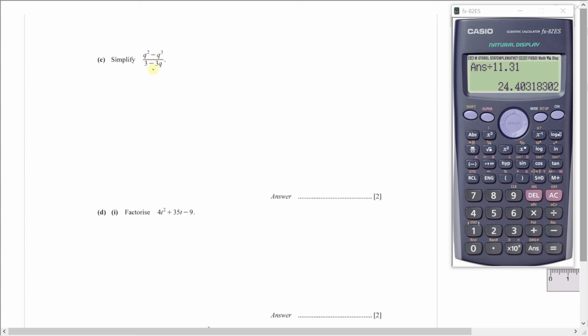Part C is simplify this. So in the numerator, I can take q squared common. I will be left with 1 minus q. And then in the denominator, I can take 3 common. So I'll be left with 1 minus q as well. So 1 minus q and 1 minus q will cancel out. And I'll be left with q squared over 3. So your answer here will be q squared over 3.